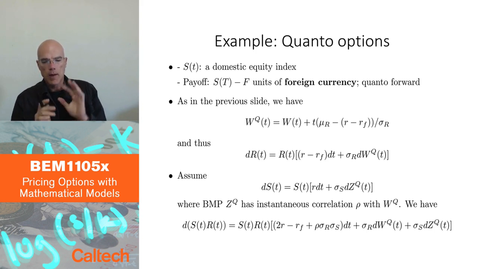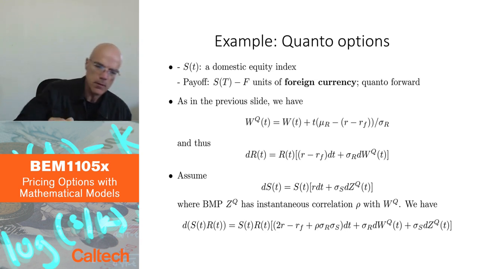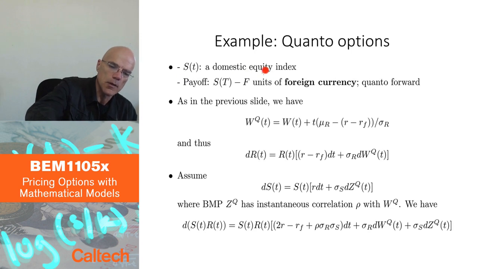And there is going to be one new thing, which is we will have two Brownian motions instead of just one Brownian motion. Because in addition to having a foreign currency, I'm going to introduce a domestic stock, or let's say a domestic equity index. And so this is one of the so-called Quanto options. In particular, it's called a Quanto forward.